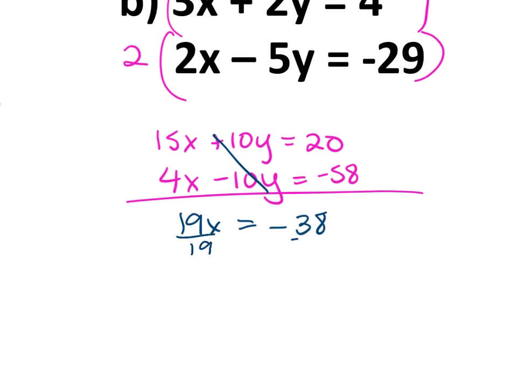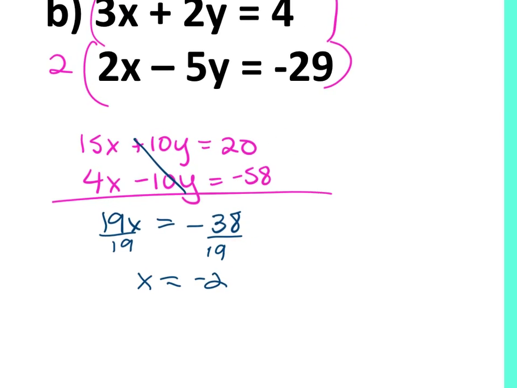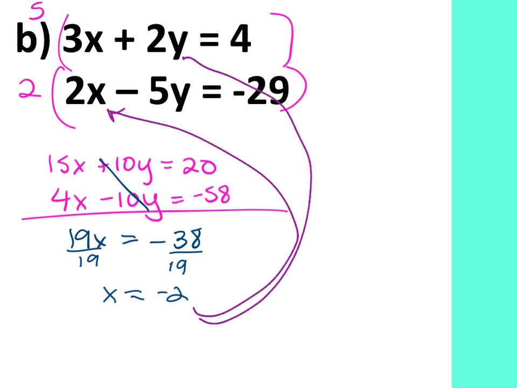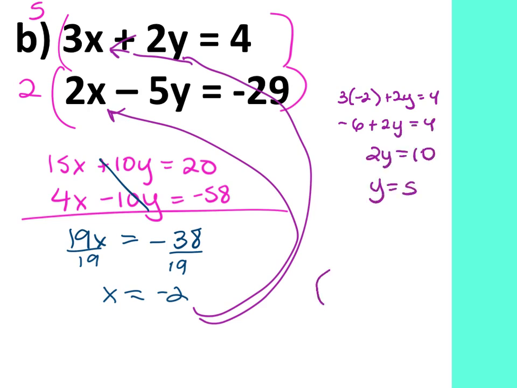Divide both sides by 19, and x is negative 2. Take it and plug it back in, and you can plug it back in anywhere. So if I plug it back in here or here, it doesn't matter. So 3 times negative 2 plus 2y equals 4. Negative 6 plus 2y equals 4. 2y equals 10, and y equals 5.